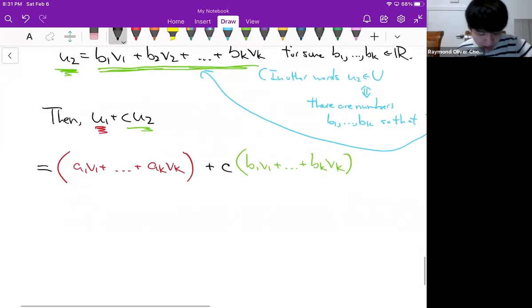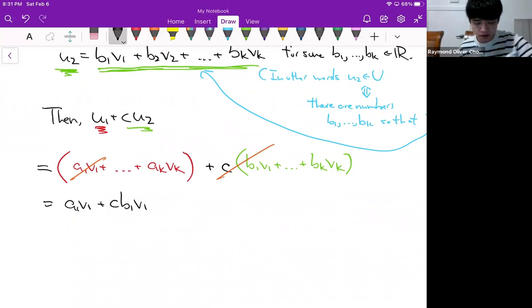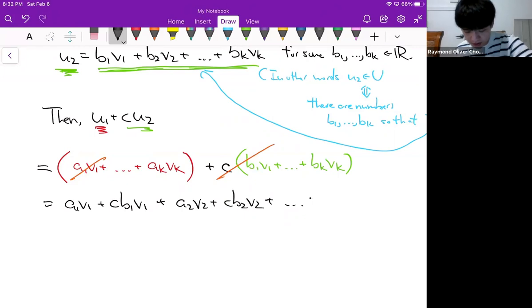So that equals, well, I can kind of rearrange everything, right? So here, that's A1 V1, so that's this guy, and then I'm going to move this guy over. So plus C B1 V1, plus A2 V2 plus C B2 V2, and so on, until I get to the very last thing, AK Vk plus C times BK Vk.